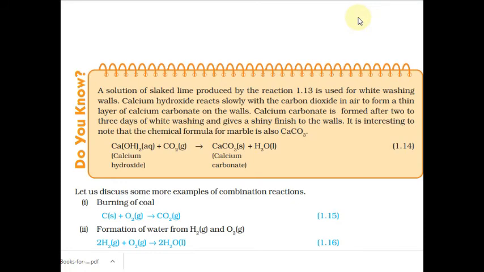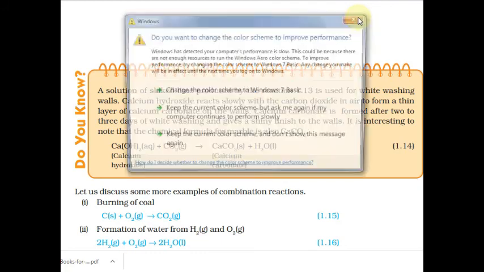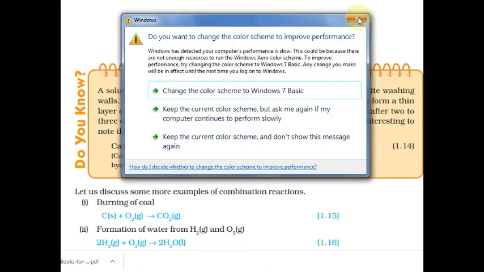So formation of water from H2 and O2 means H2 plus O2 gives H2O. The balanced equation is 2H2 plus O2 gives 2H2O. Actually it is given here as a balanced reaction: 2H2 plus O2 gives 2H2O.